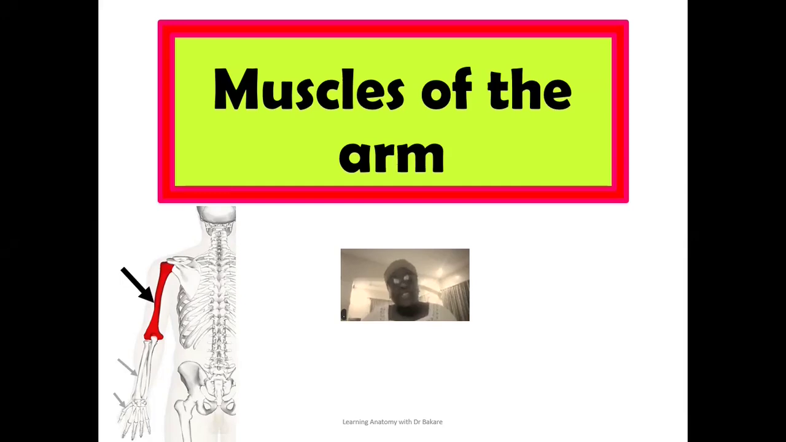If you go back to this arm region, which is the upper region of the upper limb, we would be looking at the muscles that are located in this space. And in this lecture, we would be highlighting the origins and also the insertion sites of these muscles, and also highlighting some important details that you should know as students of anatomy.